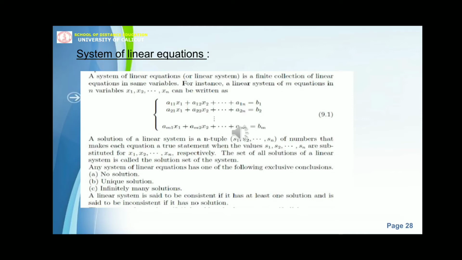Any system of linear equations can have exactly one of the following outcomes. First, it won't have any solutions. Second, it will have a unique solution. And third, it will have infinitely many solutions. We say a linear system is consistent if it has at least one solution, and it is said to be inconsistent if it does not have any solution at all.